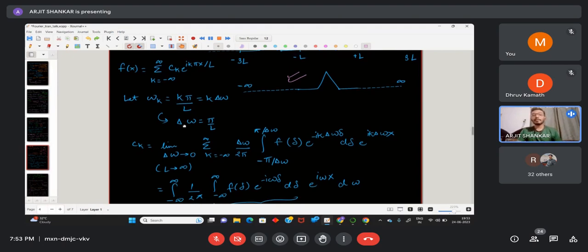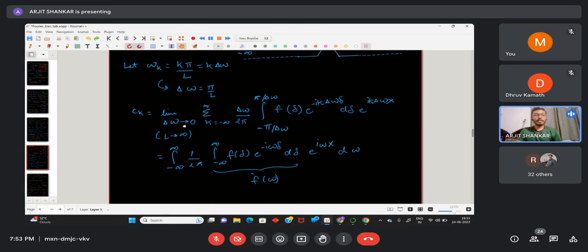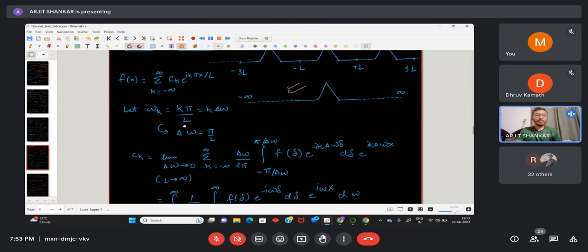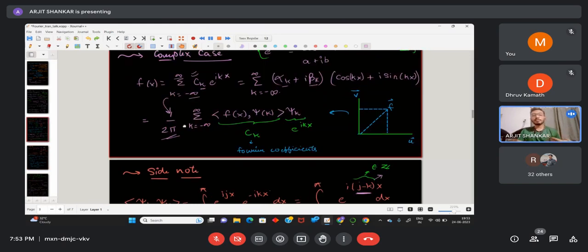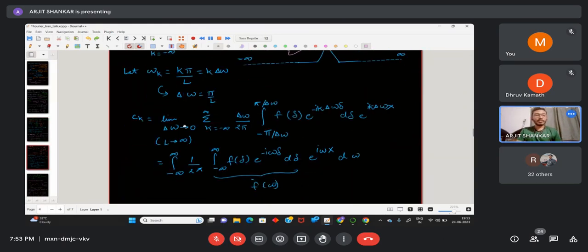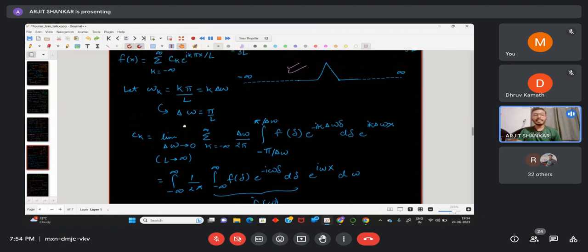So what is, sorry, delta omega is pi by L. So what is delta omega? Delta omega means the difference between two. Now, if we want to find out Ck over here, we are moving from this discrete notion to a continuous notion, right? So Ck would be the limit as delta omega tends to 0. Instead of writing L tends to infinity, delta omega is pi by L. So if L tends to infinity, delta omega will tend to 0. So here delta omega tends to 0 and it goes from k equal to minus infinity to plus infinity.